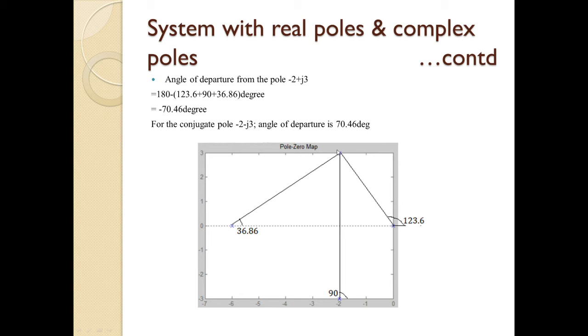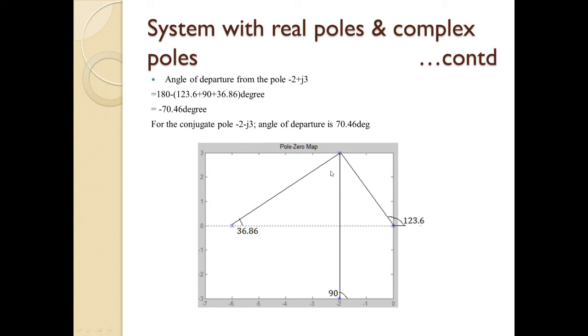And we know that the root locus is symmetrical about the real axis. That means the root locus above the real axis is actually the mirror image of the root locus below the real axis. So, these two poles are complex conjugate poles. So, if we find out the angle of departure for the minus 2 plus j3 pole, then the other will be the mirror image of the angle of departure for the first pole. So, in this problem we are calculating only the angle of departure for minus 2 plus j3.